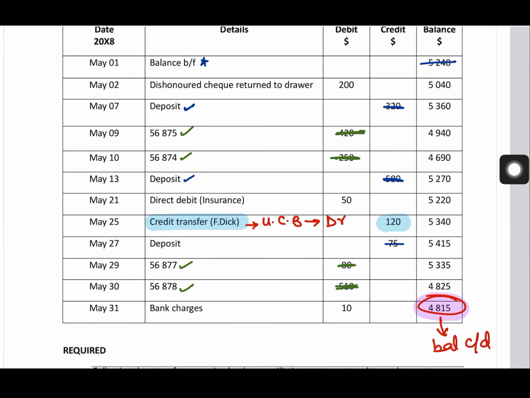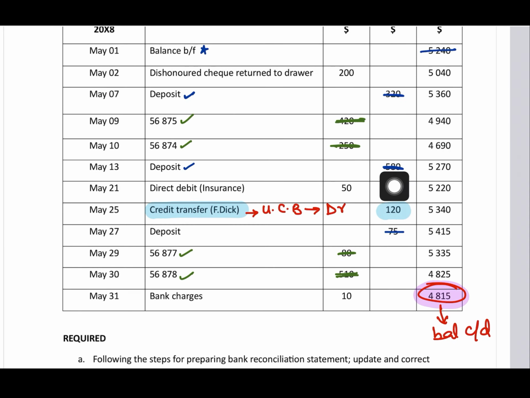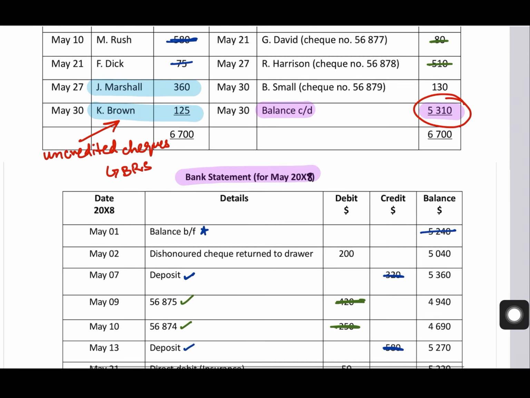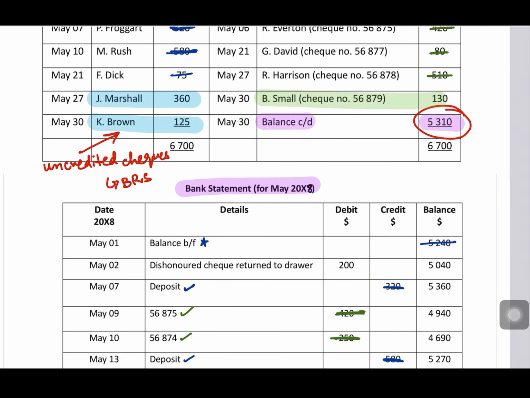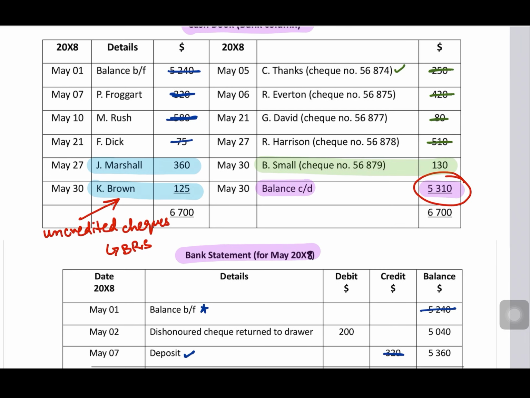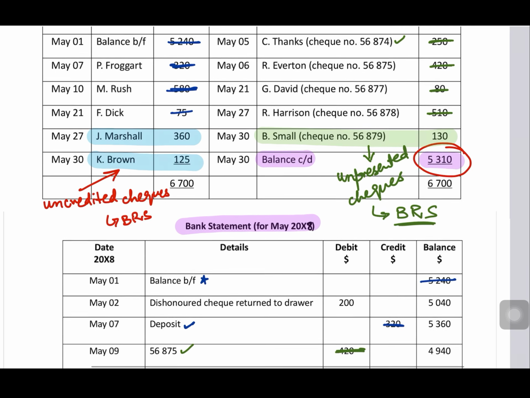Last is 130 against 56879. Okay, no, that is not there. It is not there, so this means that it will require adjustment. And what is this? Items present on the credit side of my cash book but not on the debit side of my bank statement are called unpresented checks. Why unpresented? They aren't presented to the bank for payment. The bank hasn't debited them, although we have credited them in our cash book. So they will be adjusted in the bank reconciliation statement.